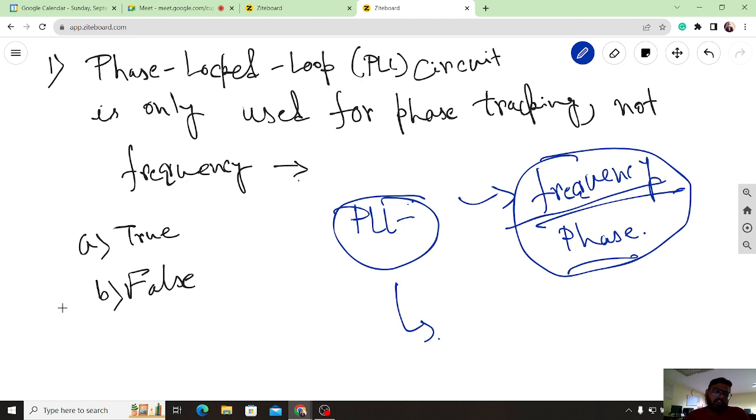So the right option is false. Basically, the PLL can be used for tracking of both frequency and phase. Let's move to the second question.